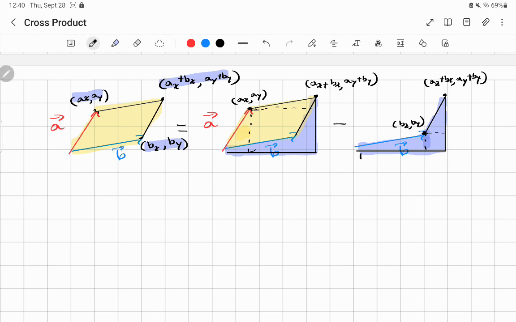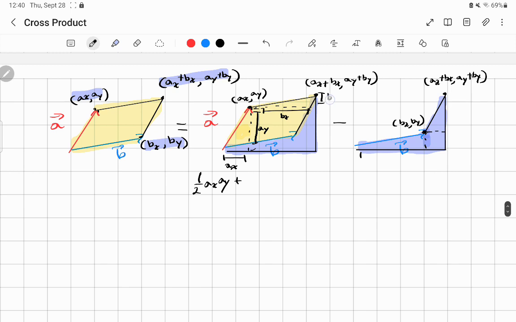Now, okay, let's figure out the area here. What's this? This length is going to be AX. This length is going to be AY. So we have our first triangle, half AX, AY. And then what's our second triangle here? This is BX, and this is BY, right? So plus half BX, BY. And then this rectangle here, well, we figured out this length is AY, this length is BX. So plus AY times BX.